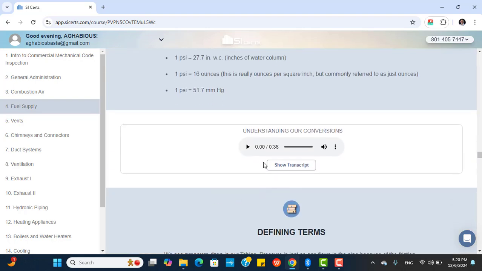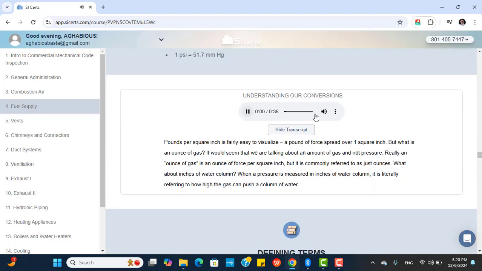Understanding our conversions. Pounds per square inch is fairly easy to visualize: a pound of force spread over 1 square inch. But what is an ounce of gas? It would seem that we are talking about an amount of gas and not pressure. Really, an ounce of gas is an ounce of force per square inch, but it is commonly referred to as just ounces. What about inches of water column? When a pressure is measured in inches of water column, it is literally referring to how high the gas can push a column of water.